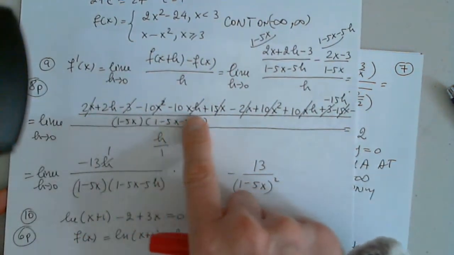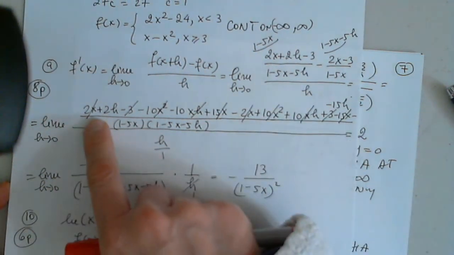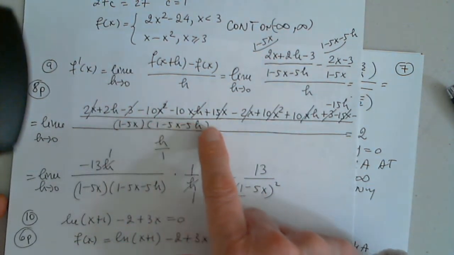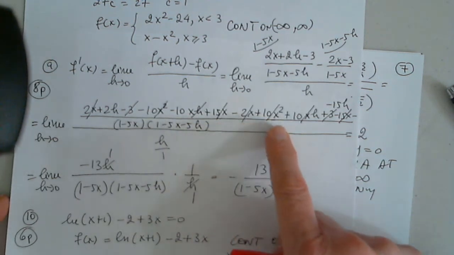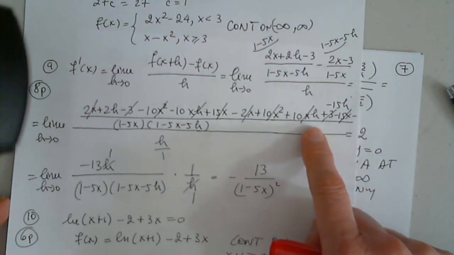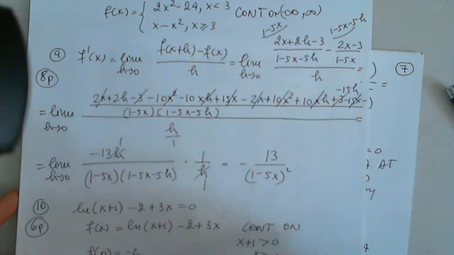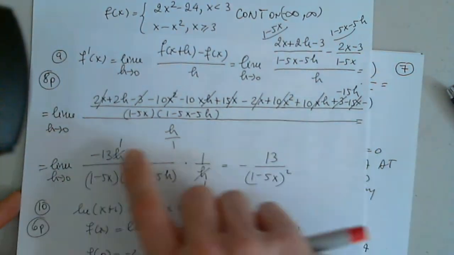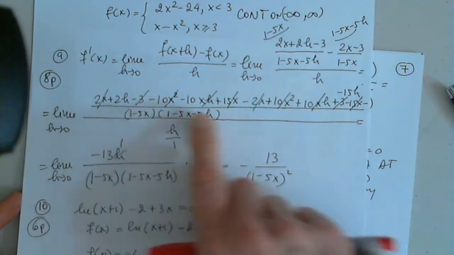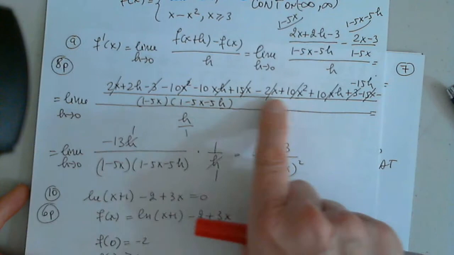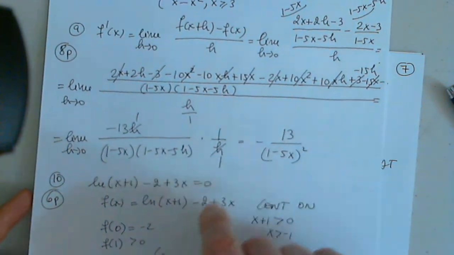So I got all these at the very top. 2x plus 2h minus 3 minus 10x squared minus 10xh plus 15x minus 2x plus 10x squared plus 10xh plus 3 minus 15x and minus 15h. Everything went away after you simplify and you only have 2h and minus 15h, which is negative 13h. As expected, all terms without h must go away.